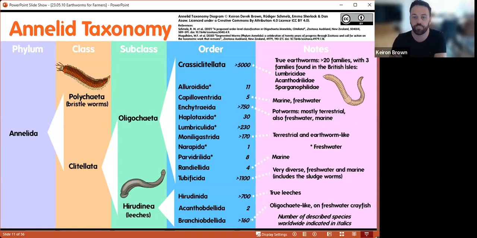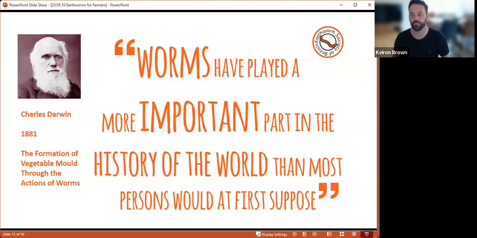So in Great Britain, we have 30 species of earthworm. So apart from the two that I mentioned, that represent one each from those two families, the other 28 are all from the Lumbricidae family, which is a family of earthworms that's native to not just Great Britain, but Europe. Right, so that's what an earthworm is.